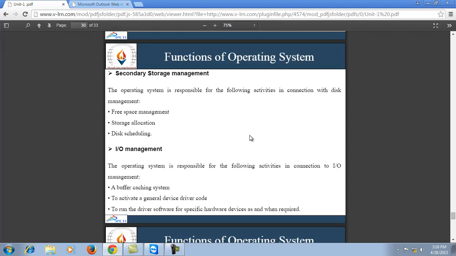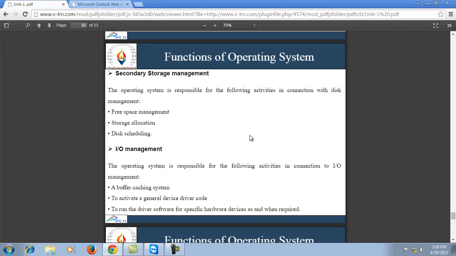Second, input-output management. The operating system is responsible for the following activities in connection to input-output management. First, a buffer caching system. Buffer is a temporary holding area, providing support for content which is displayed on the screen in any system at runtime or in a dynamic manner.